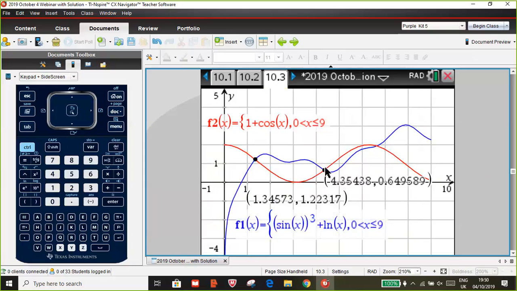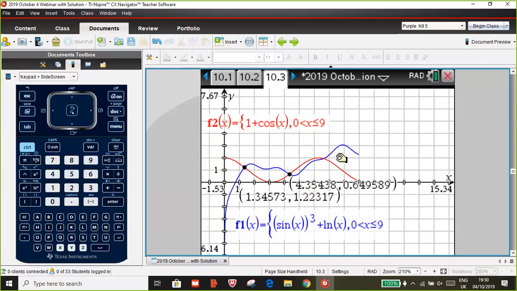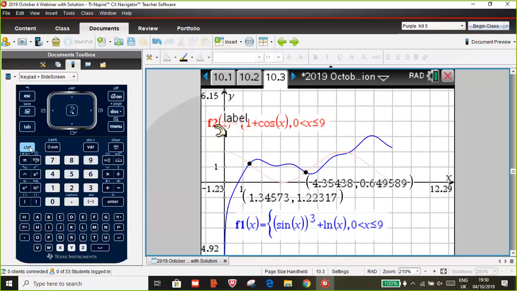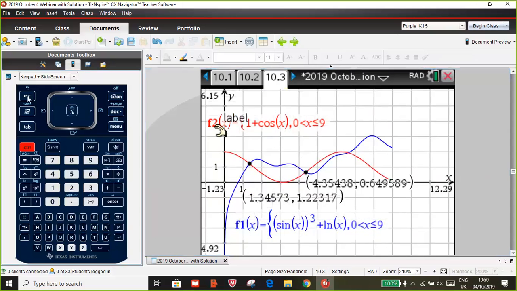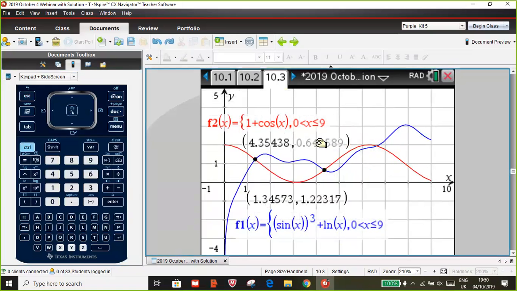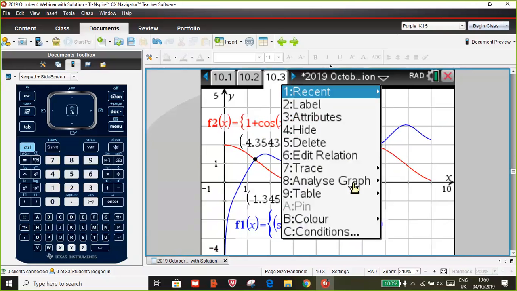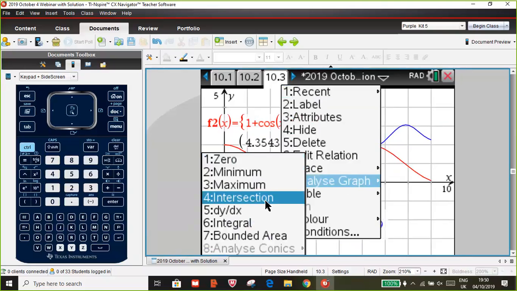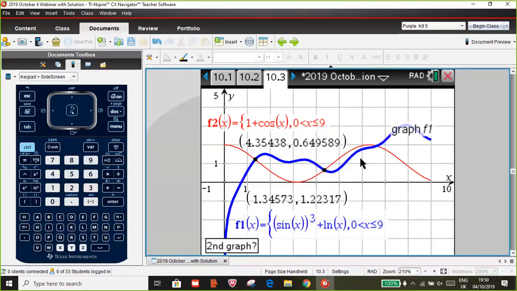Oh, sorry. What did I do? Don't worry. Just Control Escape. Anytime you do something wrong, you want to go back to the original position, just Control Escape. Undo it. Quite useful for students and teachers. Analyze graph, intersection, second graph. I even remember why it's my second graph. Oh yes, that's all.